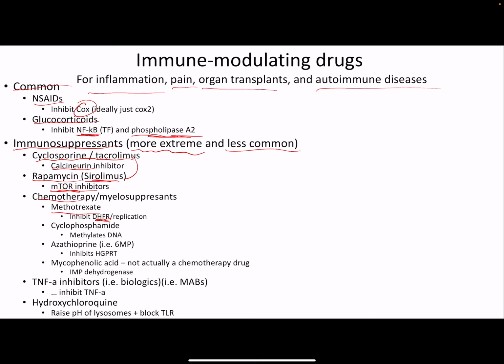Who also replicates a lot? Cancer, which is why it's a chemotherapy agent. Cyclophosphamide methylates DNA, makes it hard to replicate the DNA. Again, affecting DNA replication hurts cancers and it hurts bone marrow.